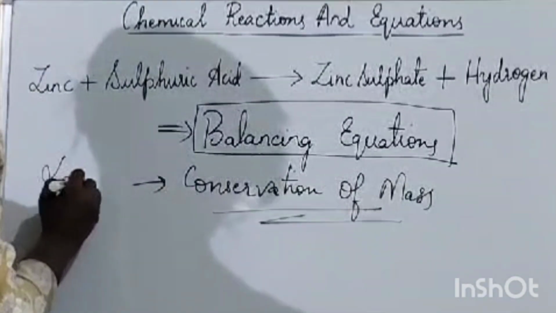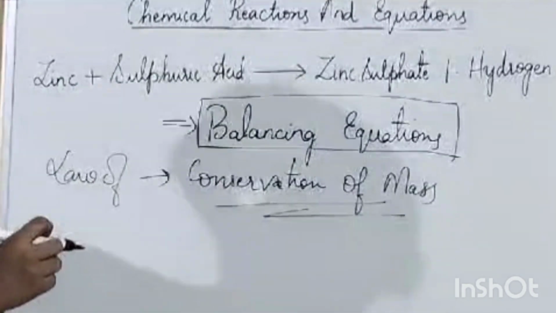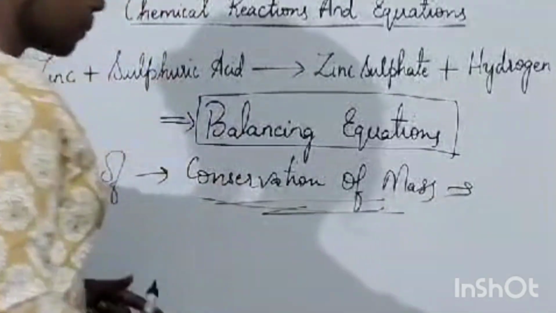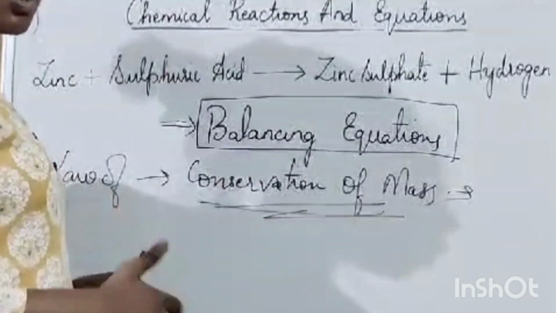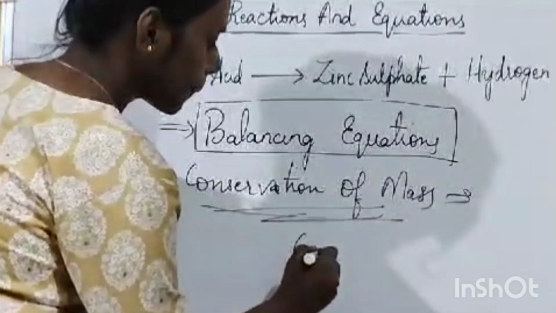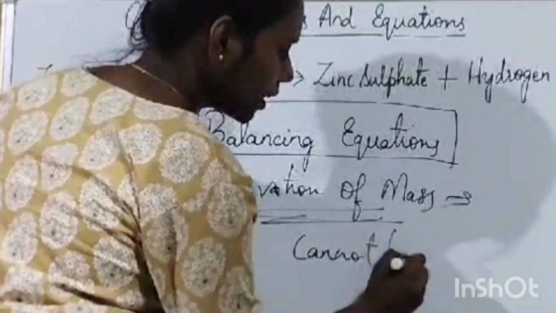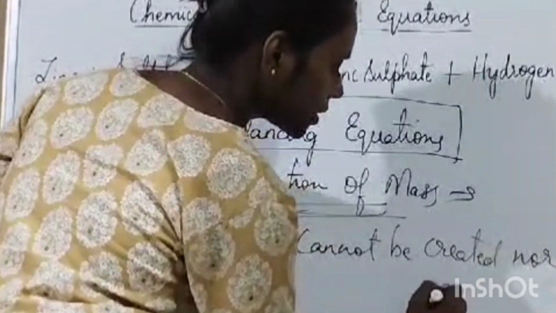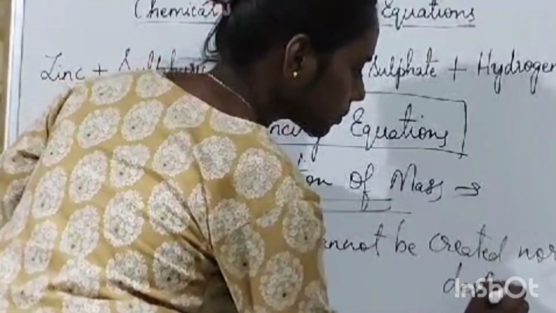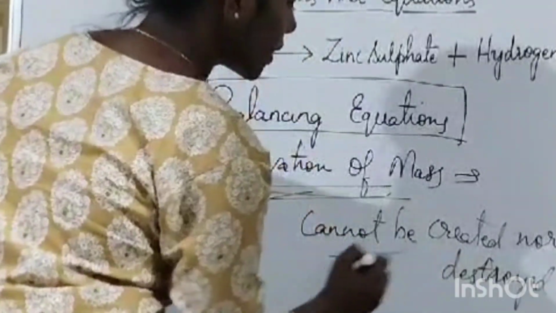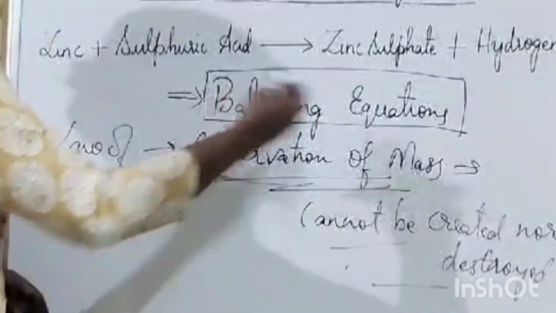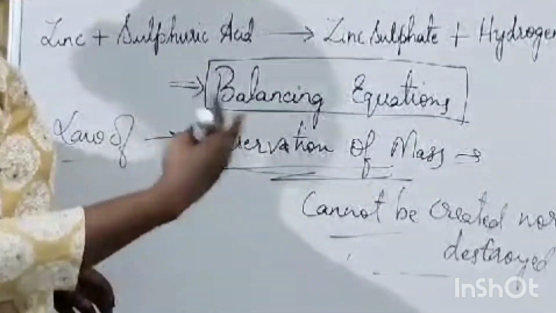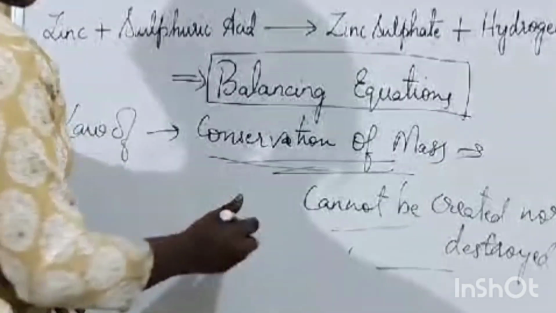This is the law of conservation of mass. So what does this law say? This law states that either energy or mass cannot be created nor destroyed. So the meaning of this law is that any mass or energy cannot be created by us or destroyed. Whatever is there in the universe will always be there.